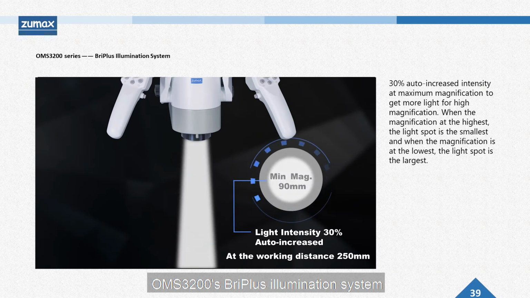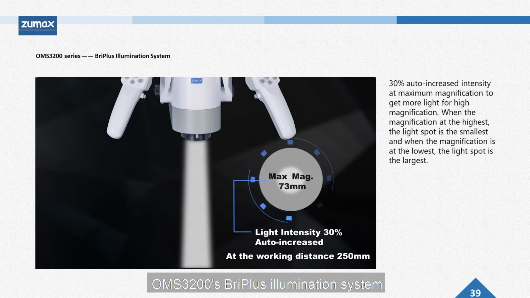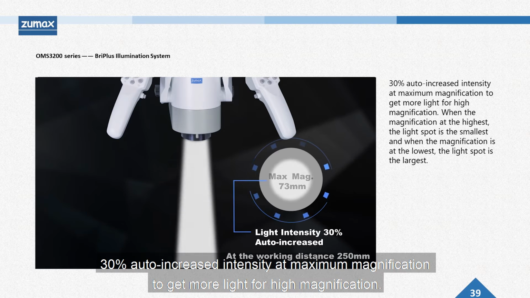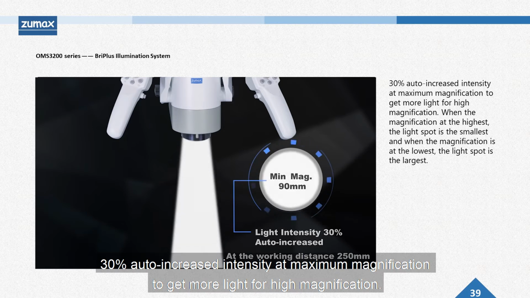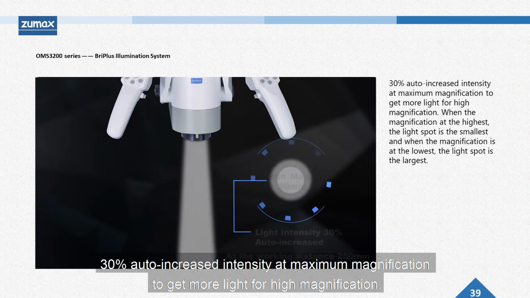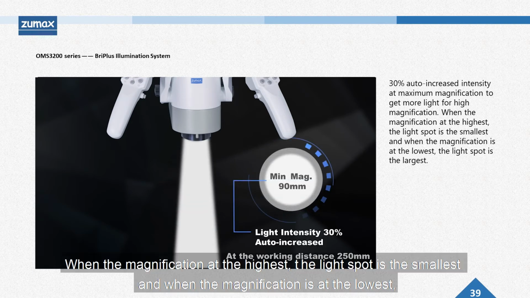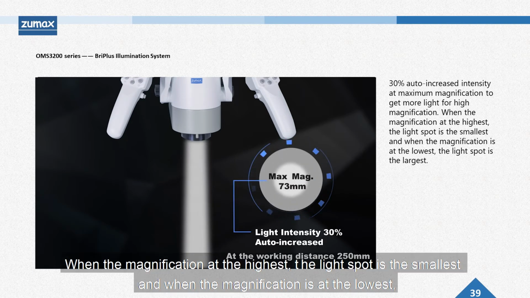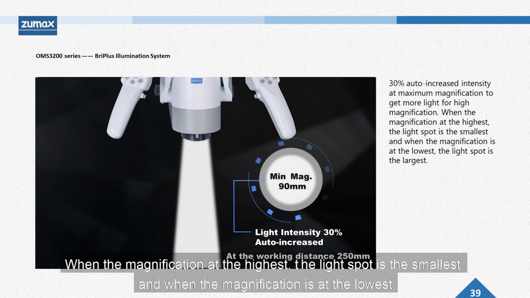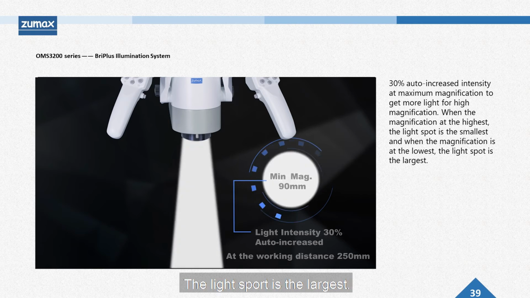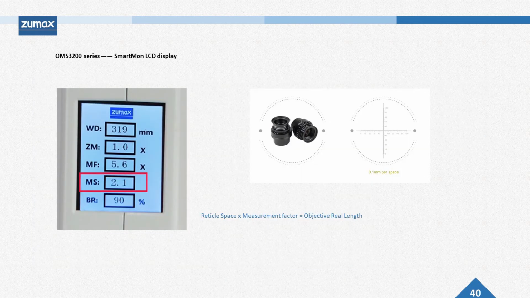OMS 3200's Bright Plus illumination system automatically increases intensity by 30% at maximum magnification to get more light for high magnification. When the magnification is at the highest, the light spot is the smallest, and when the magnification is at the lowest, the light spot is the largest.